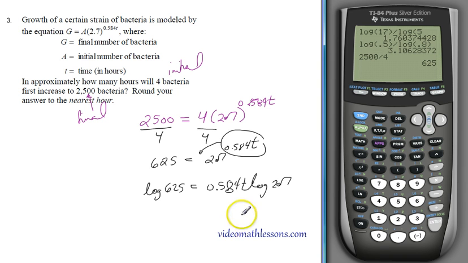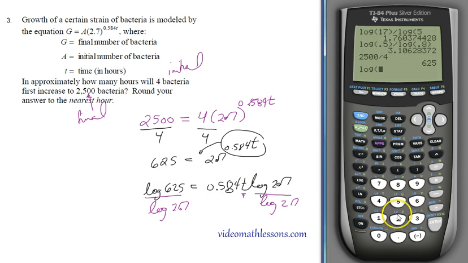Now, this time, I got a bunch of stuff I have to move over. I personally like getting rid of, now remember, that's our variable, I like to get rid of the logs, just to get them out of the problem. People feel better with them gone. So I'm going to take log 625 and divide by log 2.7.